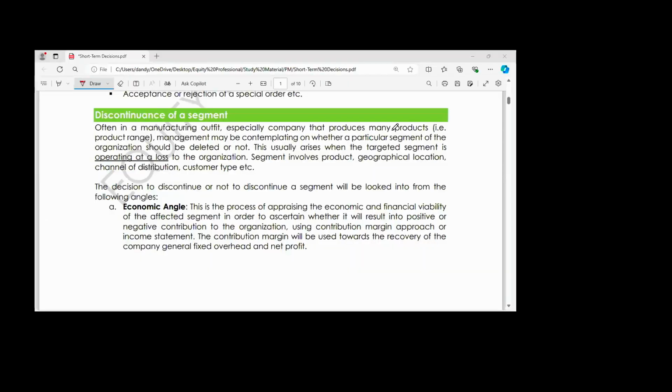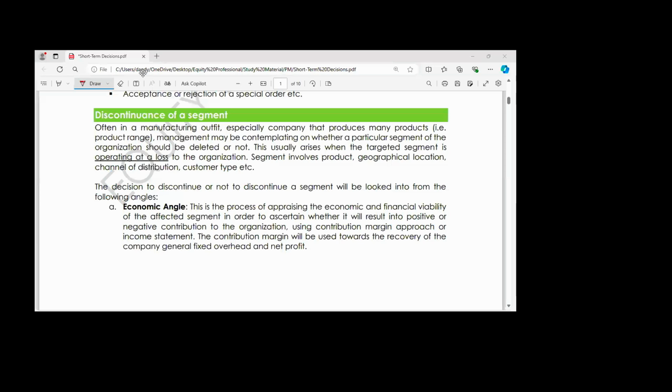So we are going to continue from where we stopped last time. We started with short-term decision last week, and then we said that short-term decision represents the application of marginal costing technique and the principle of relevant costing to analyze a particular course of action in making managerial decisions. Not only that, we also explained what marginal costing technique is all about.